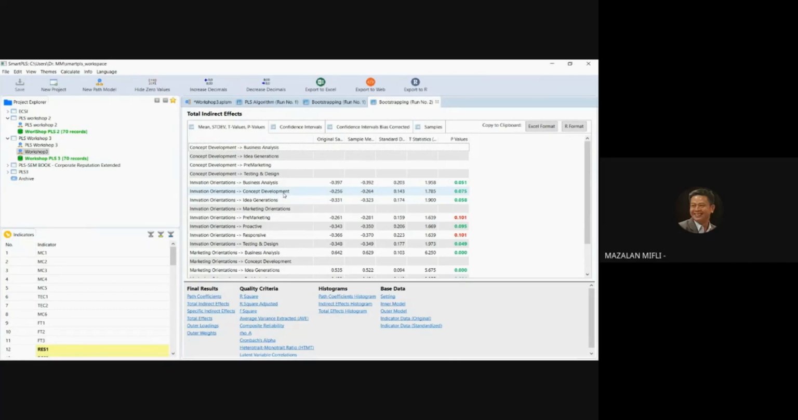So these are mediations. Okay, so innovation, the concept development. So this is the original. This is the total indirect. That's all you need to look at. The rest you don't have to worry about the value. This is what you need to look at. Okay, so it's 0.075, and that's the reason.